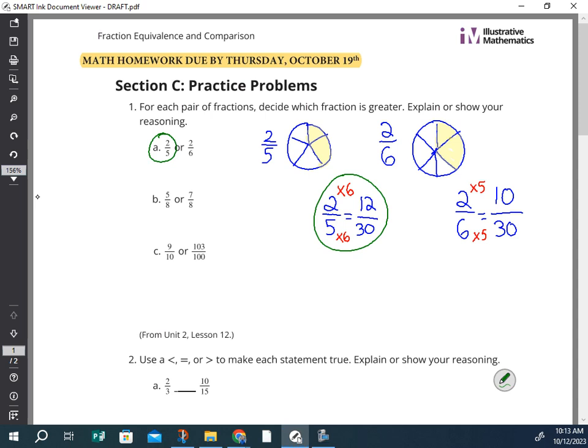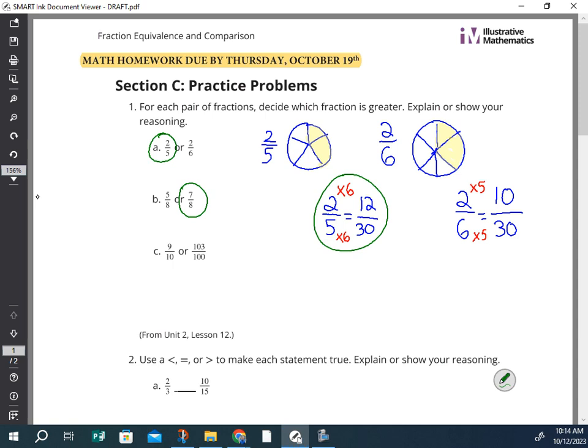Letter B, 5/8 or 7/8, since they have the same denominators, that hopefully makes things a little easier. And we can just look at the numerator, the top number, and decide, oh, 7/8 is bigger than 5/8.